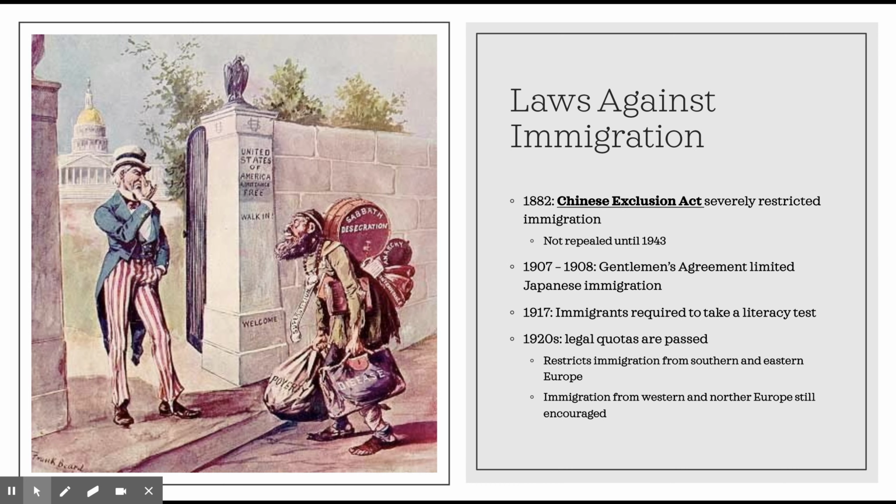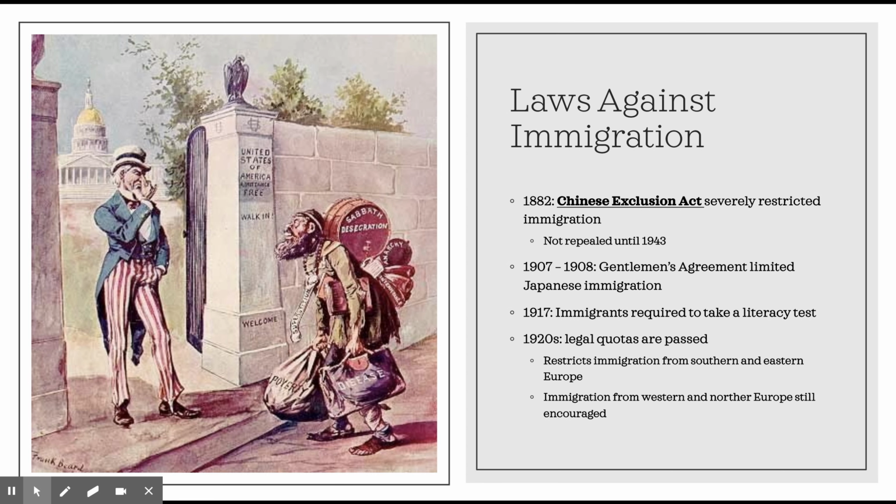And then in the 1920s, legal quotas were passed. What this meant was that there were restrictions on immigrants from Southern and Eastern Europe. The quota was a certain number that could be allowed into the country, and those numbers were pretty low. Once that number had been met, no more people from that country would be allowed in for that year. And immigration from Western and Northern Europe, though, was still encouraged. So it's just immigration from places in Eastern Europe and from Asia that were discriminated against, and not from places like England or Scotland or Germany.